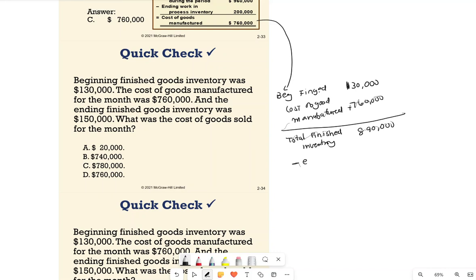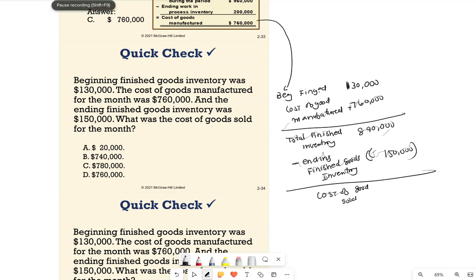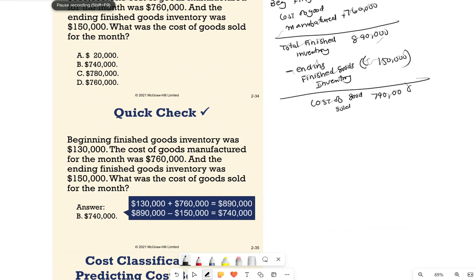So what we do is subtract my ending finished goods inventory. In this case, it is $150,000. And what am I left with? My cost of goods sold. That will be the difference between the both. And I think it will be 740,000. So the answer should be 740,000. So that's how we calculate the cost of goods sold.